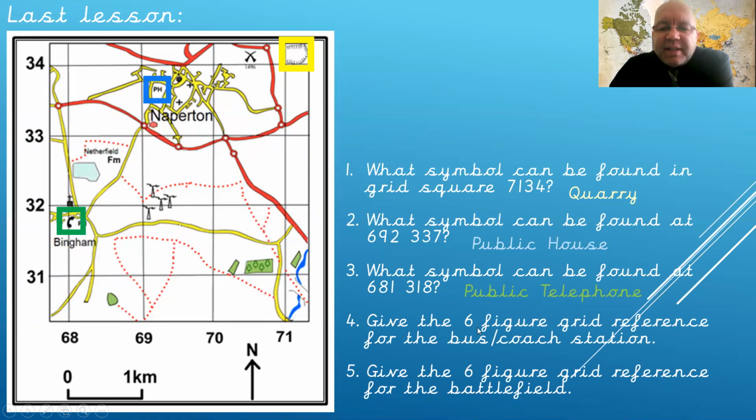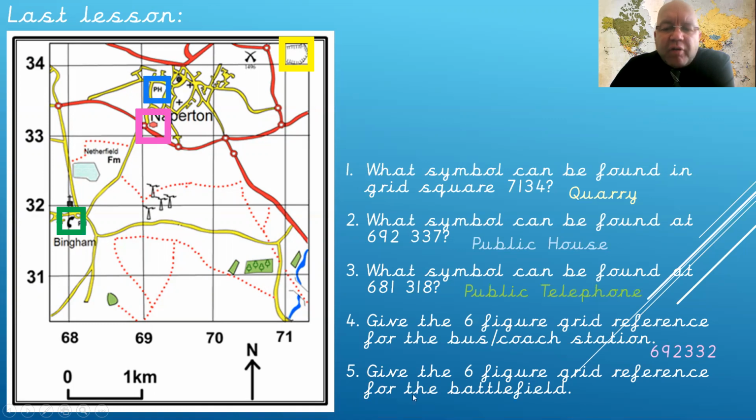4, give the six-figure grid reference for the bus or coach station. Well, there's the symbol for the coach station. Okay, so where's that? Well, it's 69, and it's just past 69. I'd say probably about 692. And 33, again, just a bit above that. So what should we say? It's there, 692332. If you're one above or below the twos, then you're absolutely fine. So if you said 691 or 693, 331 or 333, I think you'd be absolutely fine with that.